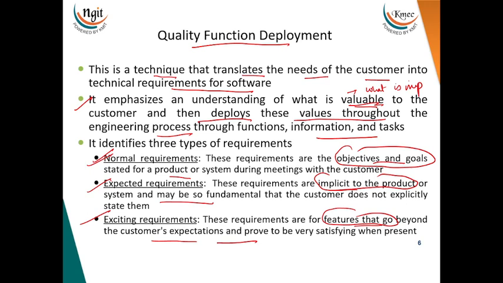There are three parts in that one. One is the normal requirement, which is given to you. The other one is the expected requirement, and then the exciting requirement. So this is the technical part where technical requirements are transferred to a technical part, which is more valuable. It is carried throughout the whole requirement and is identified into three parts: the normal requirement, expected requirement, and exciting requirement. The normal requirement gives you objectives, and the expected one is what will be the product of it, maybe fundamental, which the customer does not state explicitly, and the other one is beyond the customer expectation.